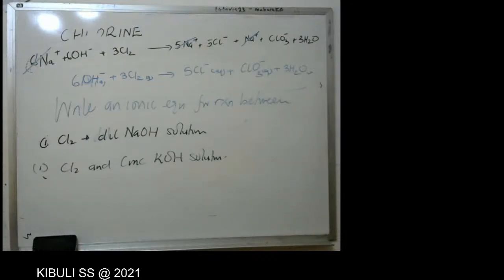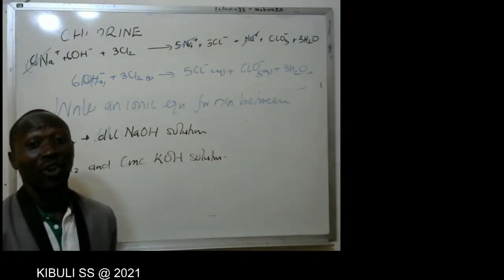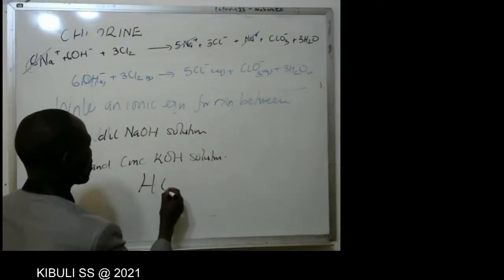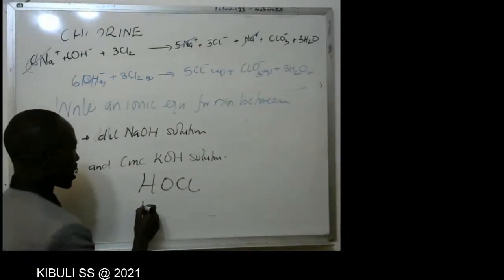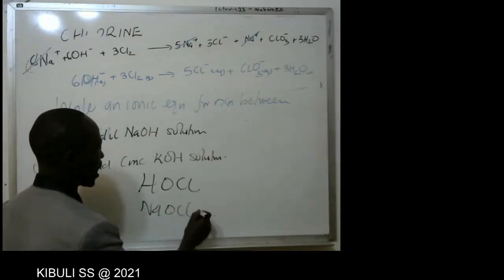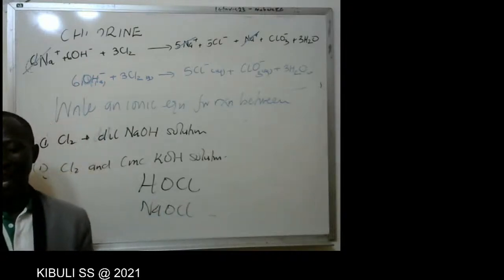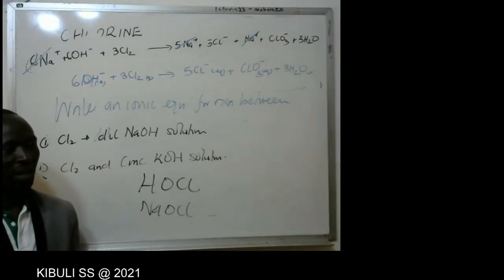Somebody is saying, is it hypochlorous or hydrochlorous? It is called hypochlorous acid, not hydrochlorous acid. HOCl is hypochlorous acid, and NaOCl is sodium hypochlorite. It's not hydrochlorous acid.